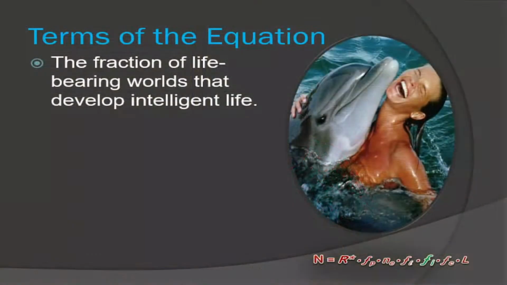The next is the fraction of life-bearing worlds that develop intelligent life. There's an argument to be made that certain corvids, crows and whatnot, are intelligent. Not as intelligent as humans, but still remarkably intelligent. I think the neural density of birds is something like 7 times the neural density of mammals. So with a bird brain, you can actually do a lot.